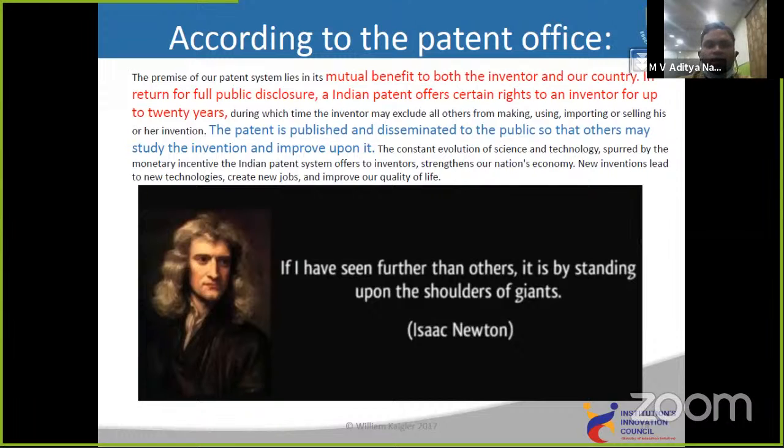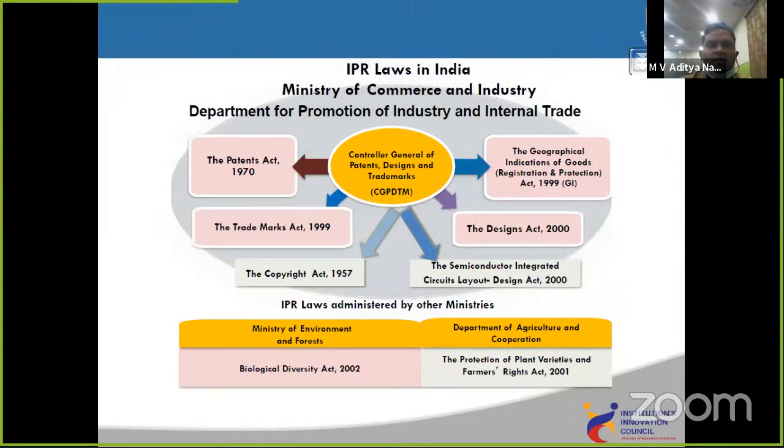The patent offices work according to the acts set up by the Indian government, in line with WIPO and WTO. These are the different acts which govern IP laws. For example, for patents, we have the Patents Act 1970. For trademarks, the Trademark Act 1999. For copyright, the Copyright Act 1957. And similarly for industrial design, geographical indication, etc.